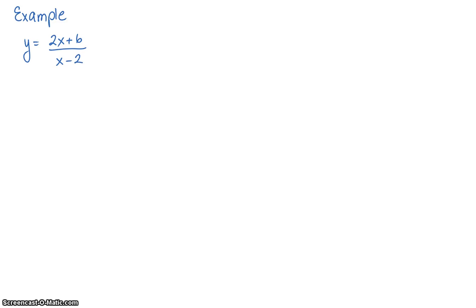So now let's take a look at an example with asymptotes. If we look at this equation here, we can automatically see a couple of things about it. One, we have a denominator here where we have a non-permissible value: x cannot be equal to 2. We know that's going to be a vertical asymptote automatically.